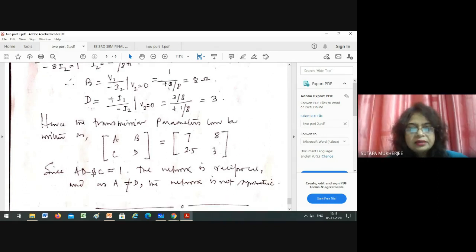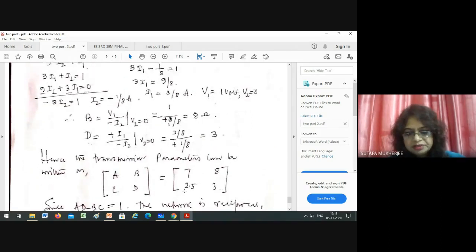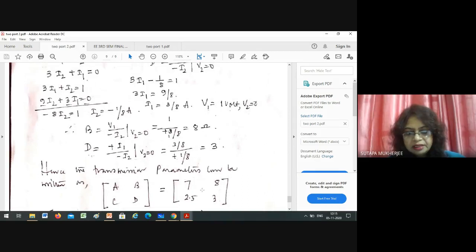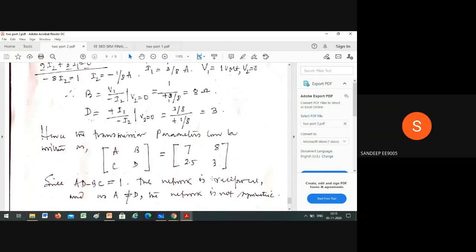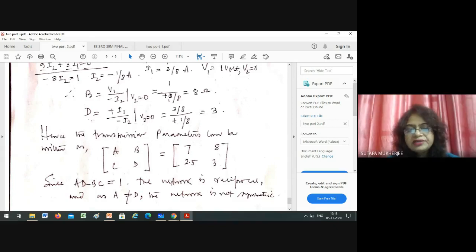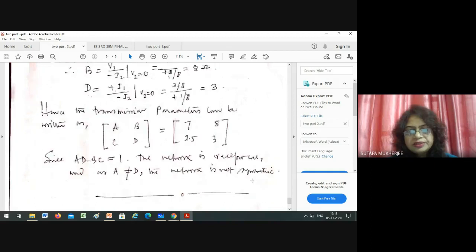Now check, AD minus BC equals what? This is A, B, C, D. What is AD minus BC? One, ma'am. If AD minus BC equals 1, then it is reciprocal, right? Now, is it symmetric? No, ma'am, because A is not equal to D. A is 7, D is 3. So it is not symmetric.